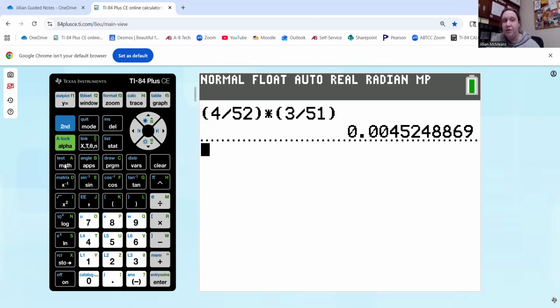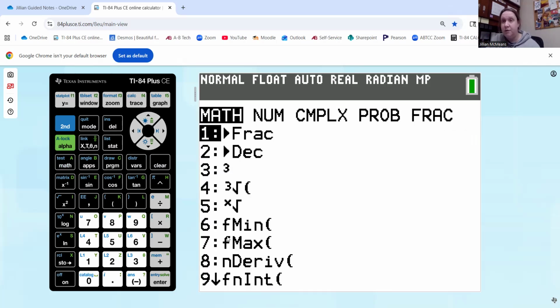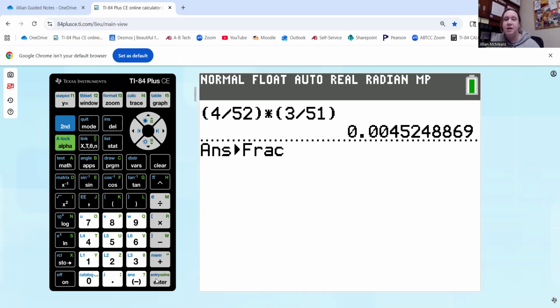And then you go to the math button, which is directly below the two colorful buttons. So you go math, first menu, first option, and then hit enter again, and we get 1 over 221. Now, that's one way you can type this in.